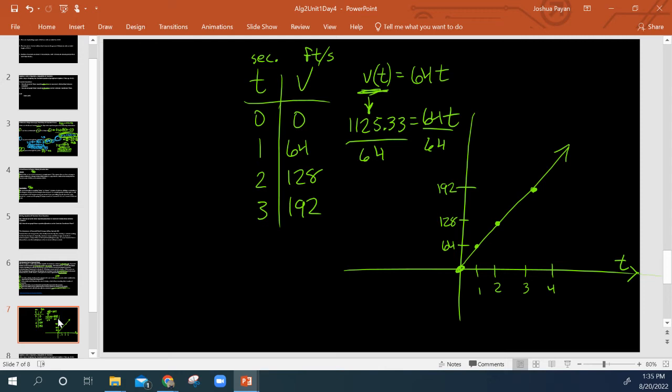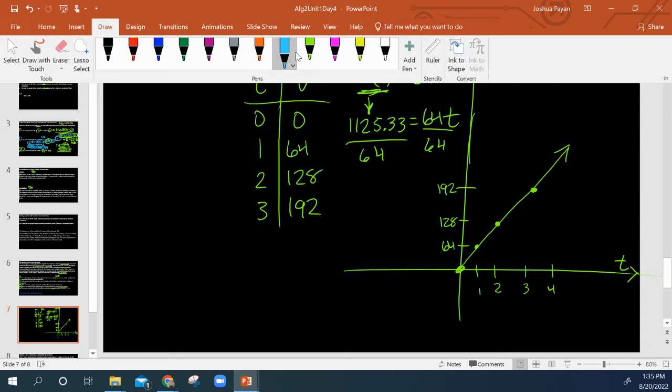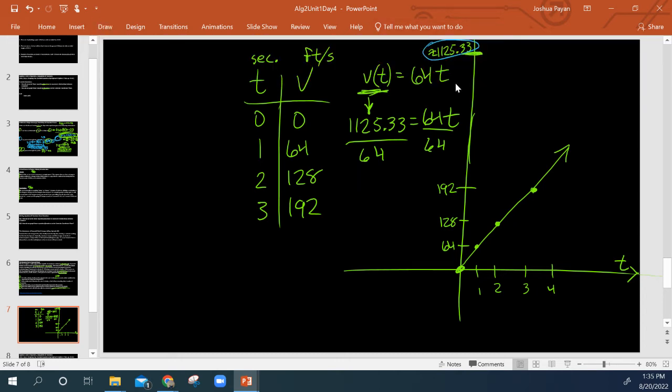So if this continues and continues, we're going to say this is 1125.33, approximately. I don't know why I put a 5. And this is what we're shooting for. This is Mach 1. Mach 1 is going to happen in about 17.58 seconds. So way out here at about 17.58 seconds is what it would take.